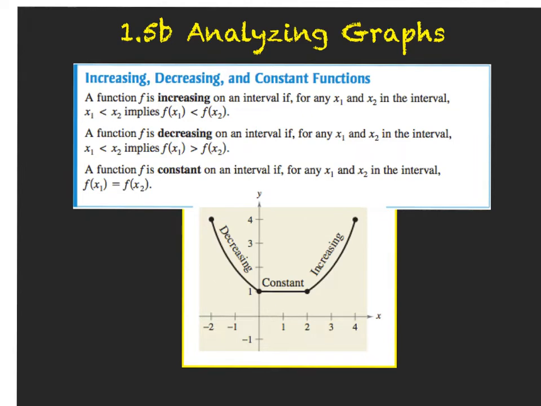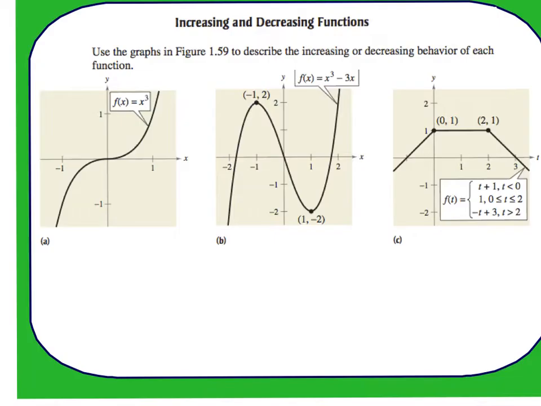All right. So what kind of slope does a constant function have? Horizontal. It's a horizontal line, true that. But what kind of slope is it? It's a zero slope. If it's a decreasing function, what kind of slope does it have? Negative. If it's an increasing function, what kind of slope does it have? Positive.